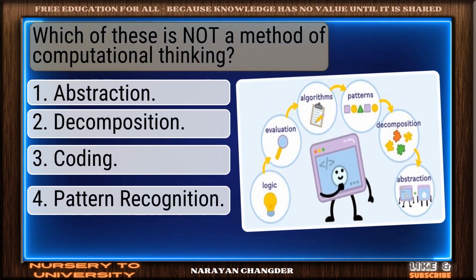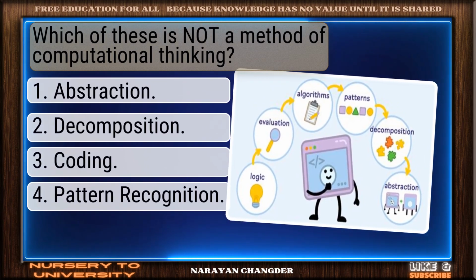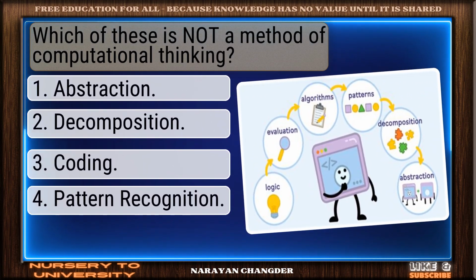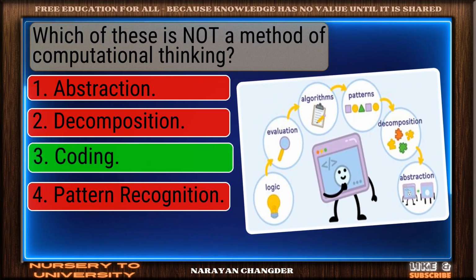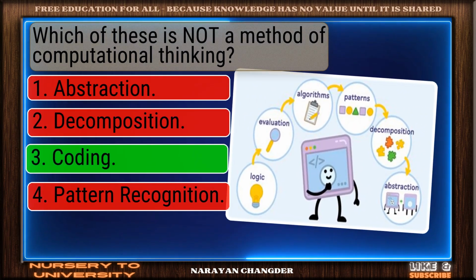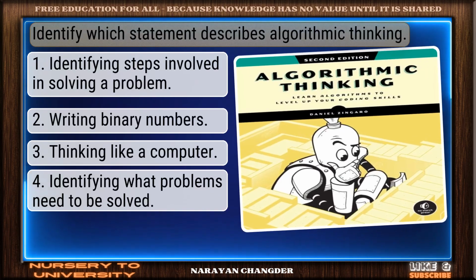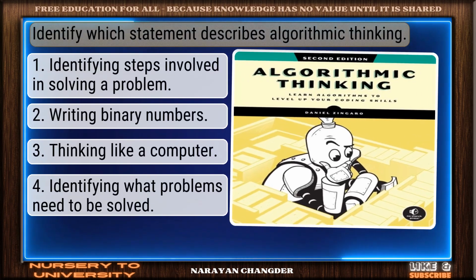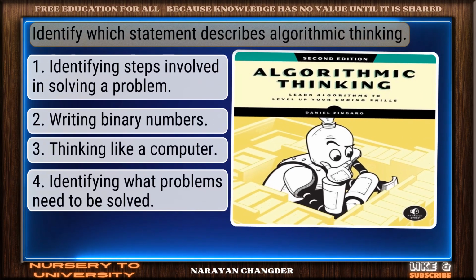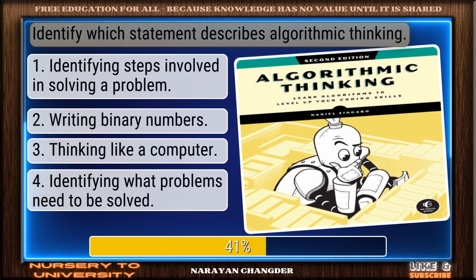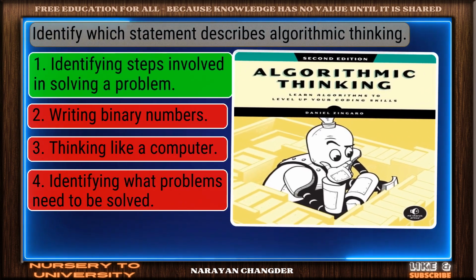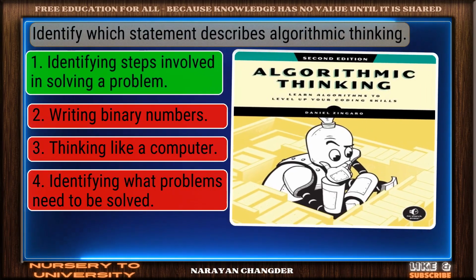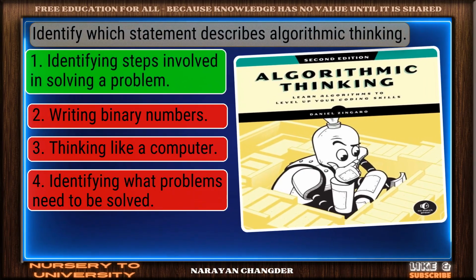Question number 29. Which of these is not a method of computational thinking? Well reasoned. Coding is the correct choice. Question number 30. Identify which statement describes algorithmic thinking. Great job. Identifying steps involved in solving a problem is the accurate answer.